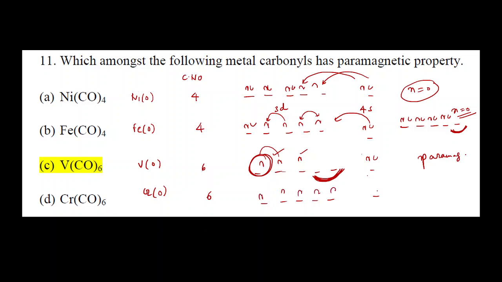Next is chromium, 6 electrons, 5 in d and 1 in s. There's going to be complete pairing up of the electrons, with no unpaired electrons. So option C is the correct answer, because it's the only one giving paramagnetism, and the question asks for the paramagnetic complex. That's how you're going to solve the question.